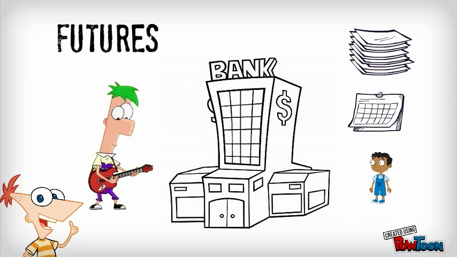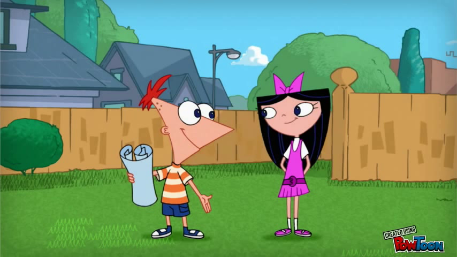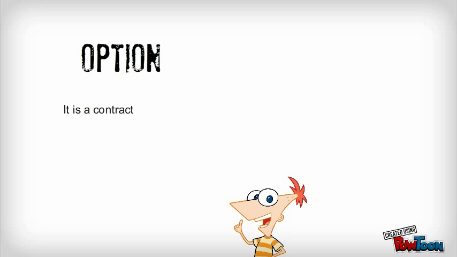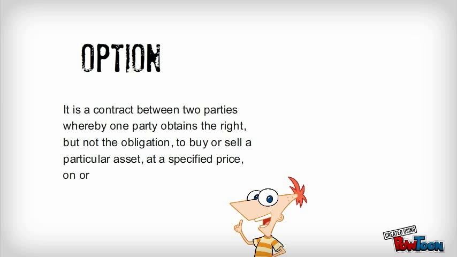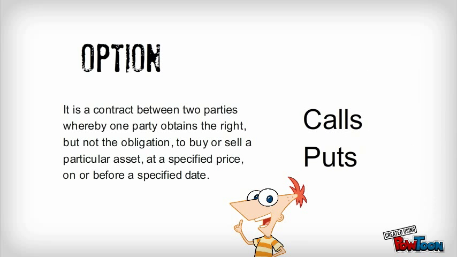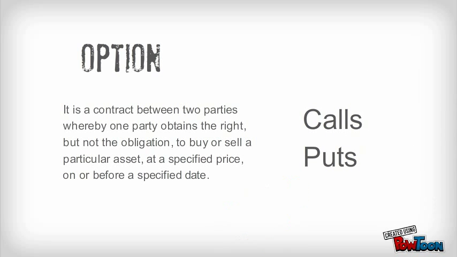Okay, we have already learned about forward and futures derivatives. Now we'll proceed to explain options. An option is a contract between two parties whereby one party obtains the right but not the obligation to buy or sell a particular asset at a specified price on or before a specified date. There are two main types, calls and puts.